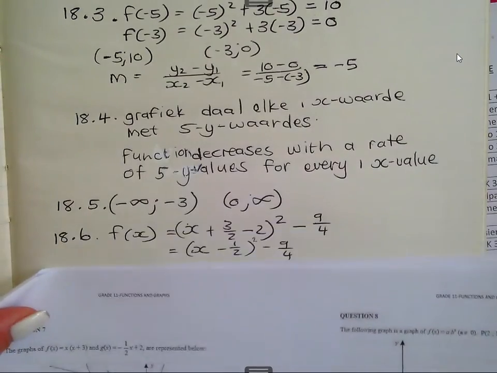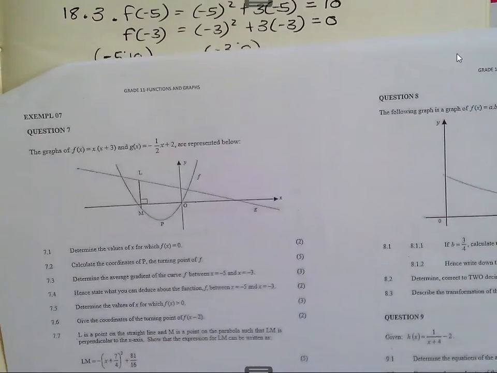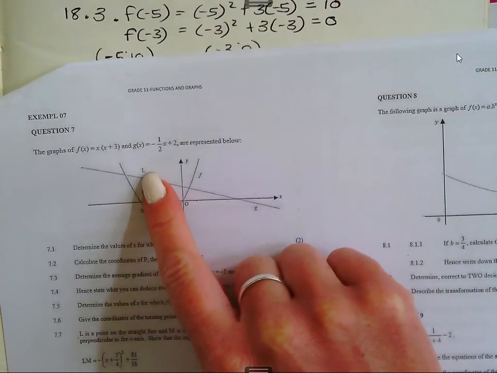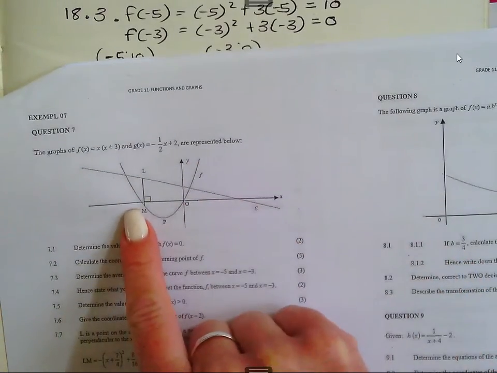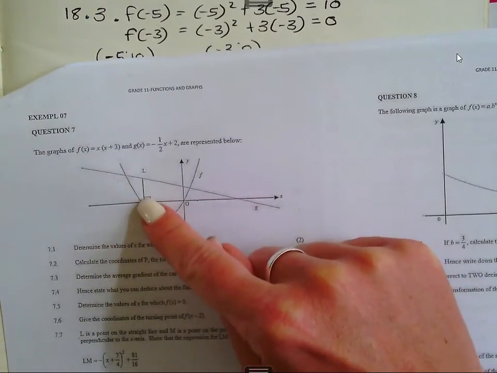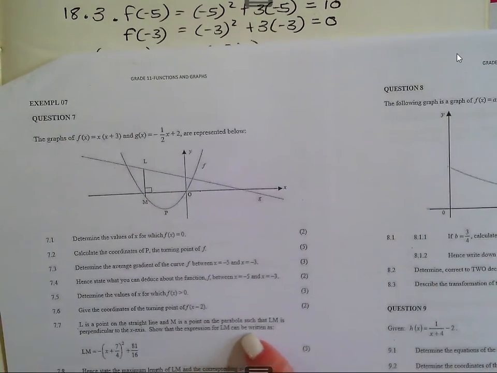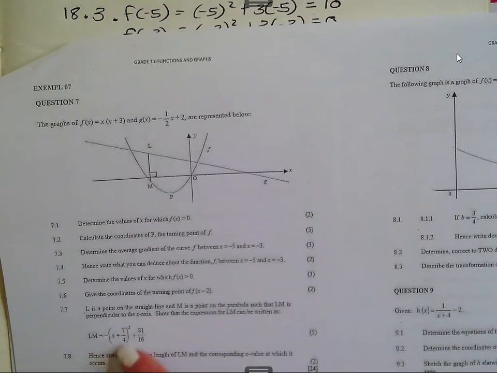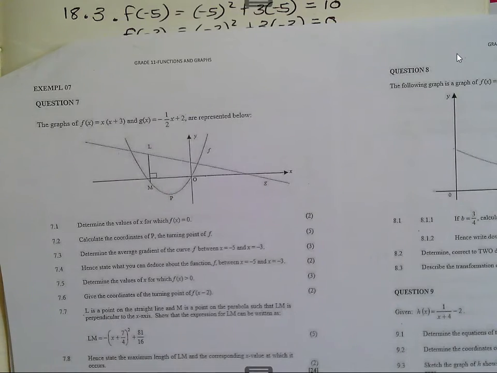Are you done? Okay. Then 7.7, they said L is a point on the straight line and M is a point on the parabola, such that LM is perpendicular to the x-axis. Show that the expression for LM can be written as LM equal to that plus that. Did you all know that this is the same question as the one that we did yesterday, the last one? Did you recognize it? Okay, I hope so.